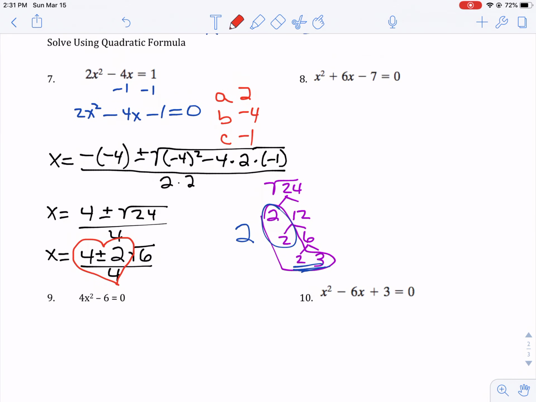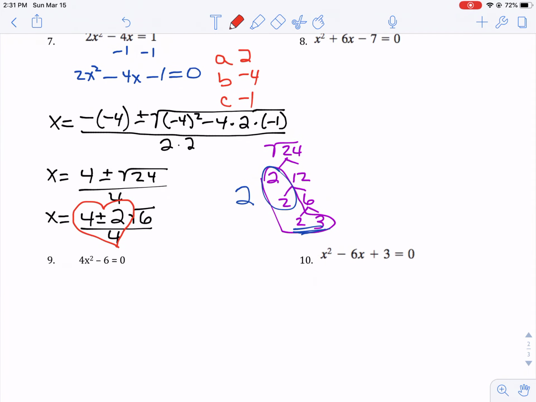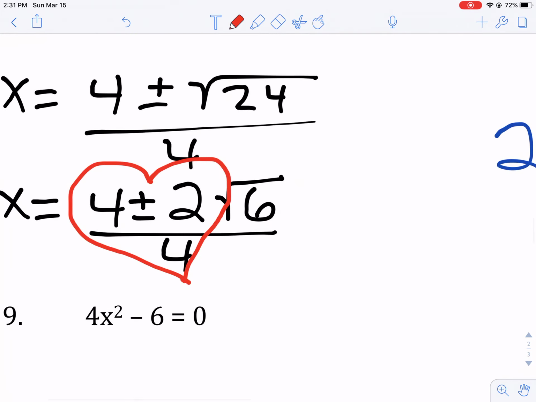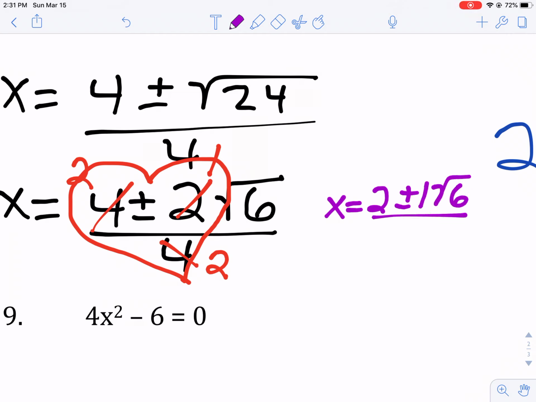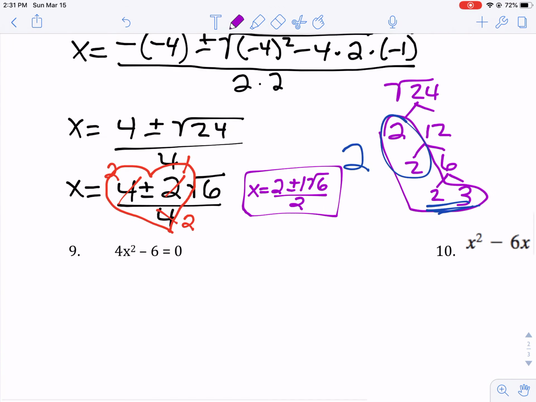4, 2, and 4 are all even. That means a 2 comes out of each one of those. So 4 divided by 2 is 2. 2 divided by 2 is 1. 4 divided by 2 is 2. So my final answer is x equals 2 plus or minus 1 square root of 6 all over 2. Okay, my two irrational answers all mixed up.